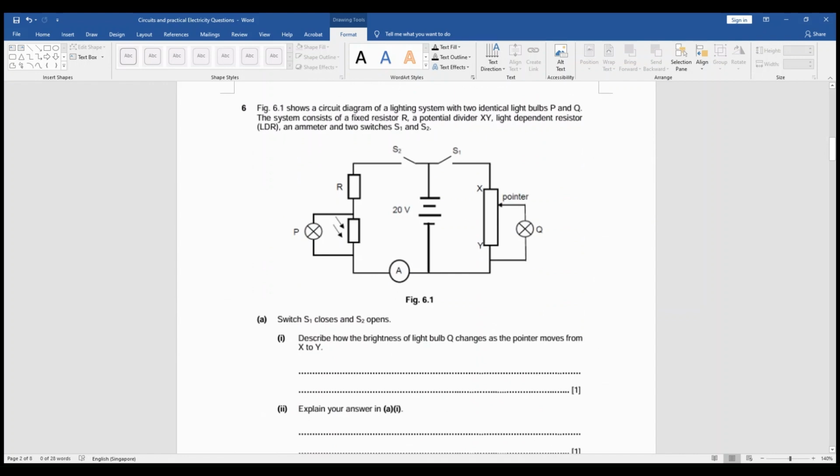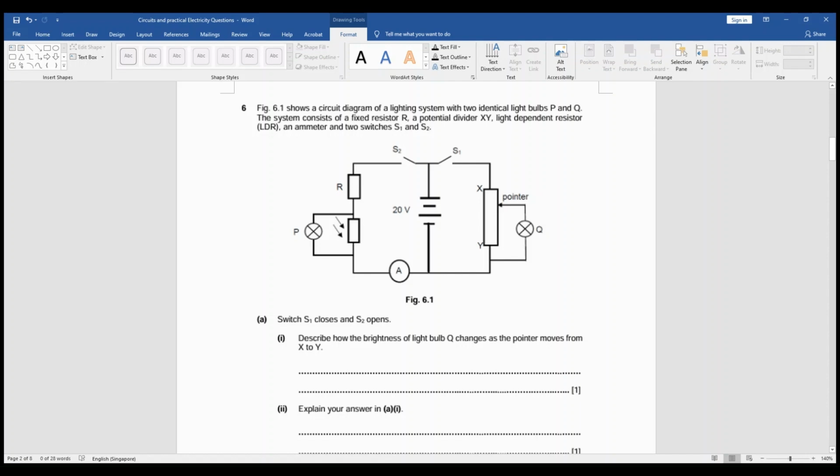Circuit diagram of a lighting system with two identical light bulbs. So where's the light bulb here? One Q here and one P. Describe how the brightness of light bulb Q changes as the pointer moves from X to Y. Okay, so when it's at X, can you see that it doesn't go through the whole thing at all? It actually goes through the light bulb here like that. So there is no resistance here when it's at X. So current here, current there. So it should decrease.